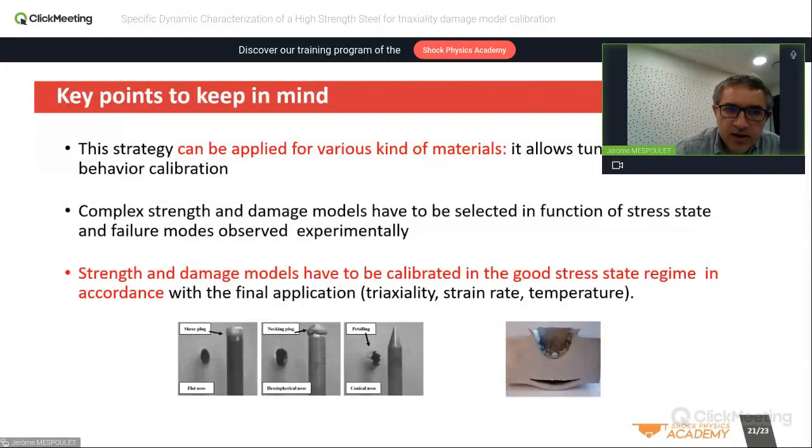And those comparisons have shown that we have very good agreement of the material law. So some key points to keep in mind. This strategy we use can be applied for various kinds of materials. It allows tuned material behavior calibration, but can also be used for complex strength and damage models that have to be selected in function of the stress state and failure modes observed experimentally. And some investigation can be done numerically. But the most important is that the strength and damage model have to be calibrated in the good stress state regime in accordance with the final application in terms of triaxiality, strain rate, and temperatures.